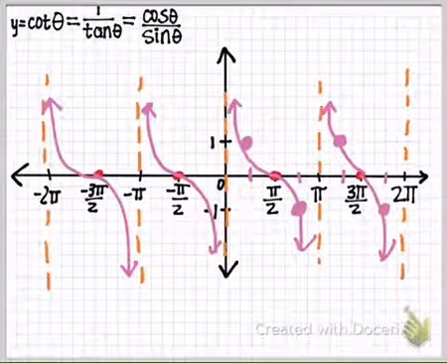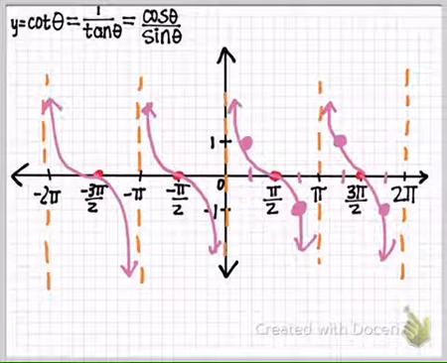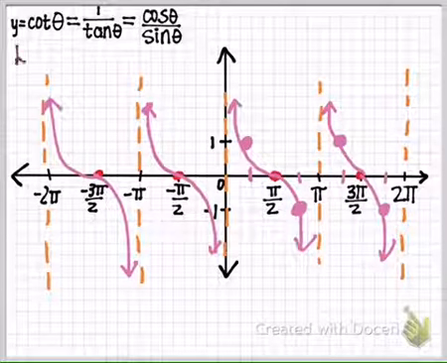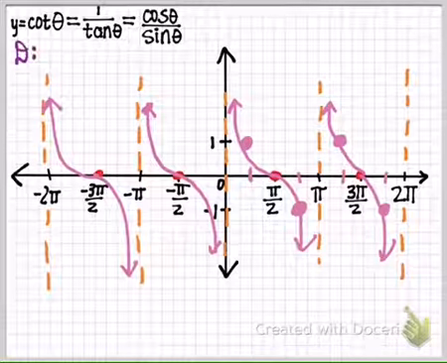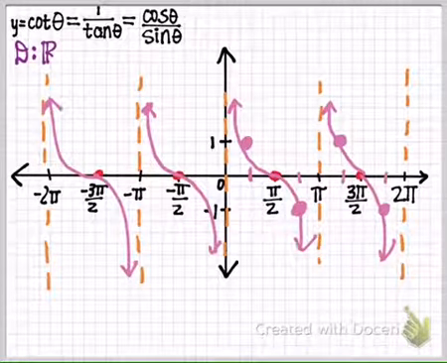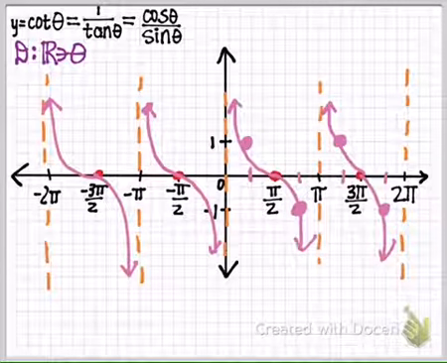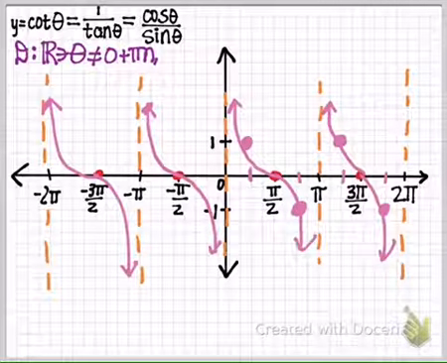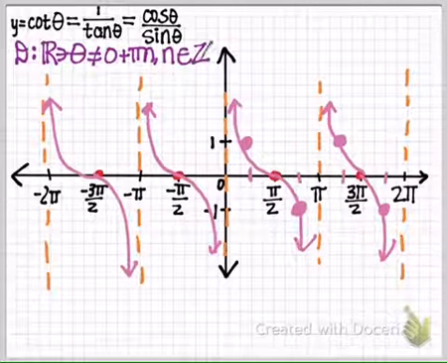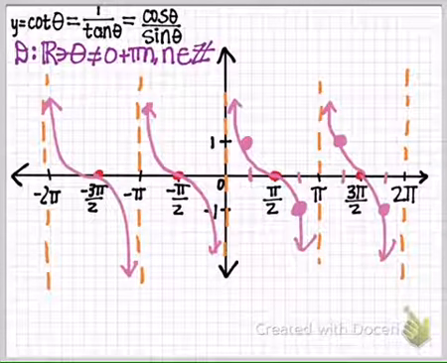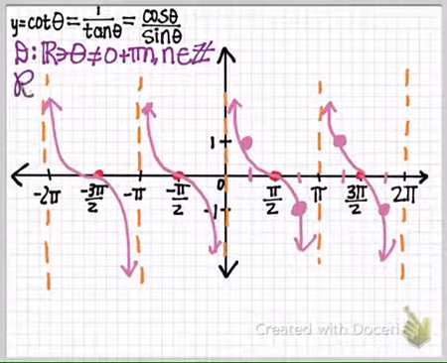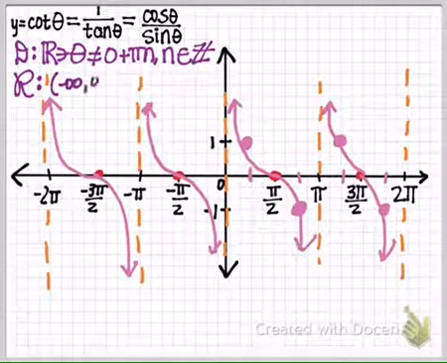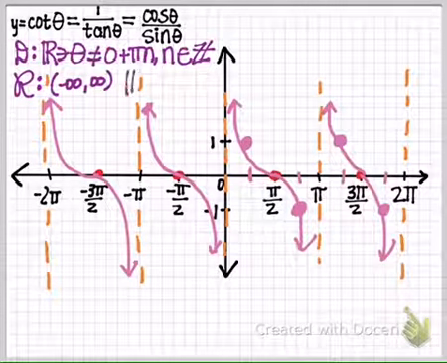Next thing, what about the domain and the range of cotangent? Anyone have any idea what the domain for cotangent would be? All real numbers such that theta does not equal 0 plus pi n, where n exists in the set of integers. And what's the range? All real numbers. Yeah, negative infinity to infinity, or all real numbers, whatever way you want to look at it.